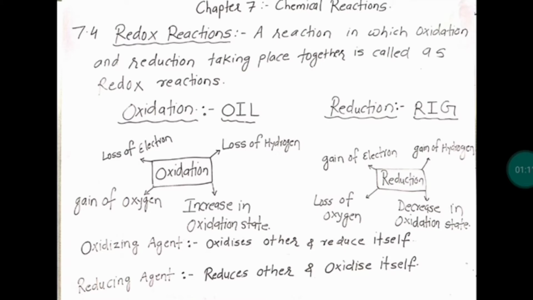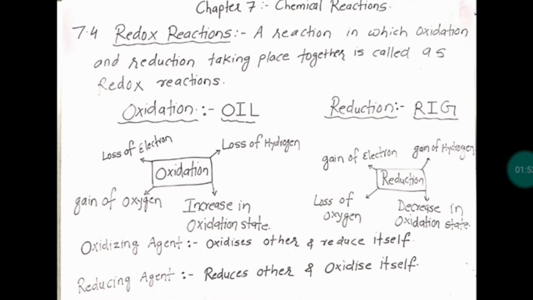Another definition of oxidation: oxidation is also called loss of hydrogen. So again, the reactant will lose hydrogen. Next, oxidation is also called gain of oxygen. So in gain of oxygen, it will take the oxygen atom. And the last definition is that oxidation is also called an increase in oxidation state. Oxidation state means valency. So in oxidation there is always an increase in the oxidation state or valency.